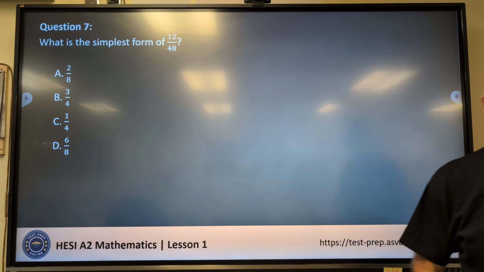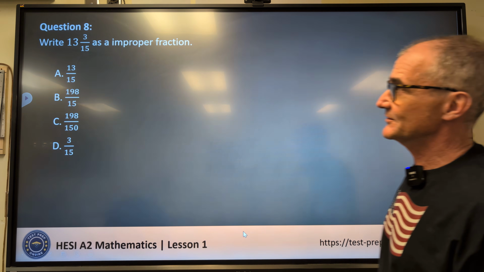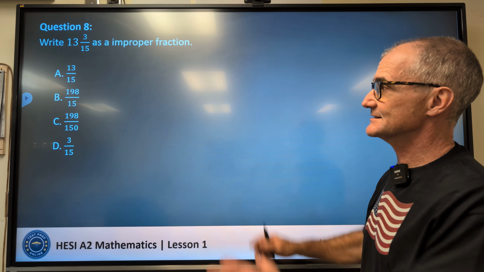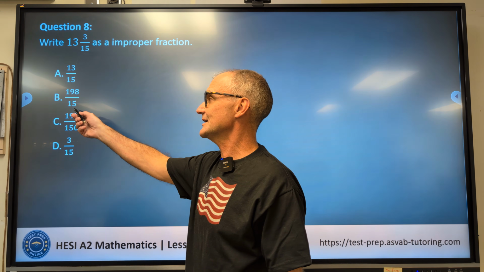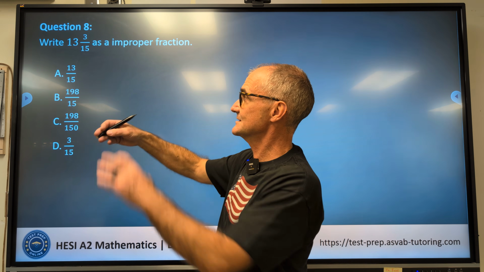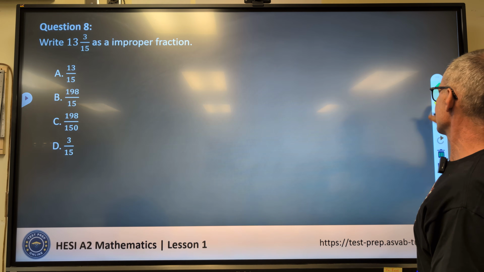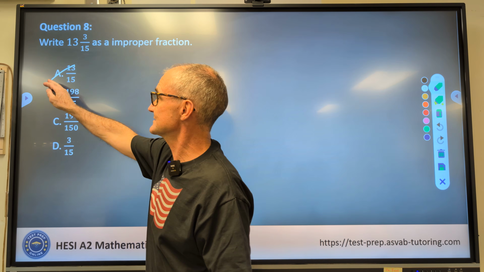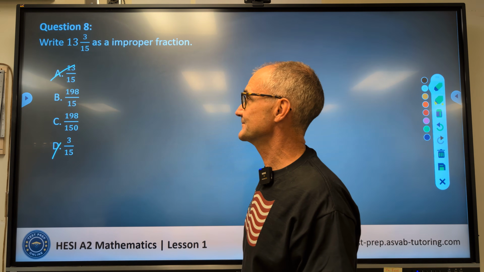Let's keep moving here. Write 13 and 3/15 as an improper fraction. An improper fraction is a large number over a smaller number. The number above has to be greater than the number below. Well, this is 13 and change. So if I had to eliminate a couple of answers and take a guess, because I'm running out of time, I would eliminate any value that is less than 1. So that doesn't make sense, and that doesn't make sense. So it has to be one of these two here.